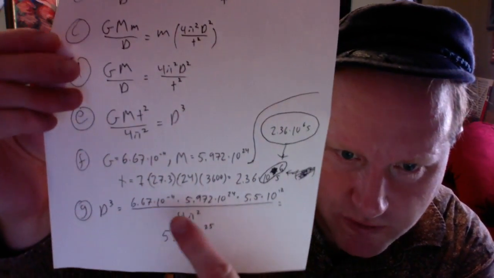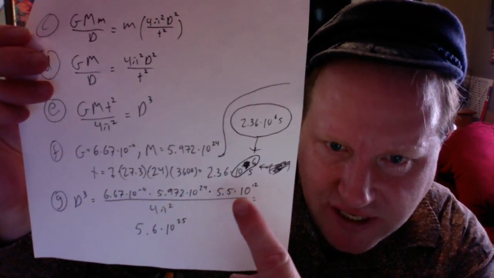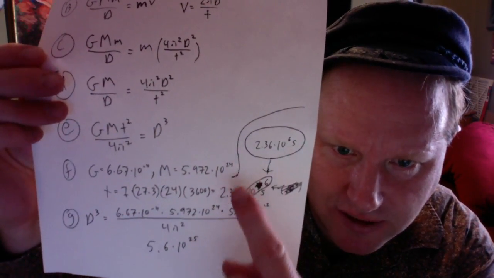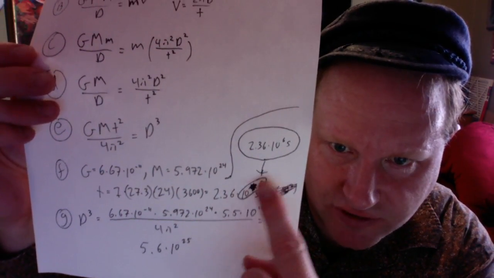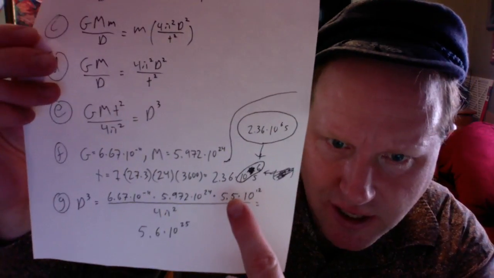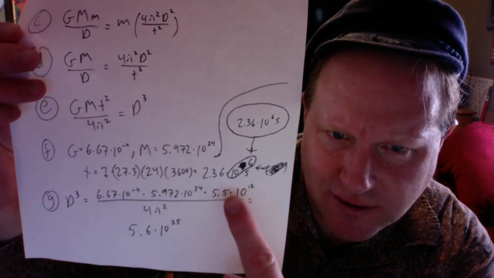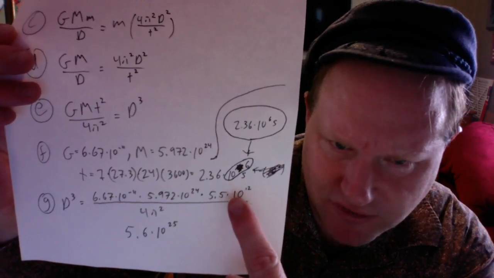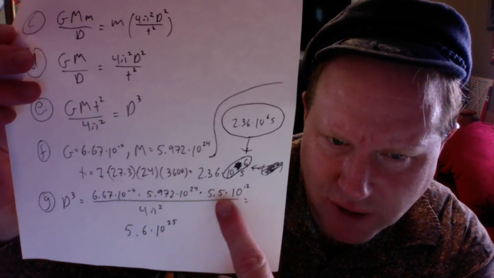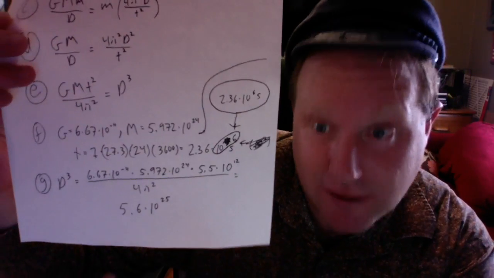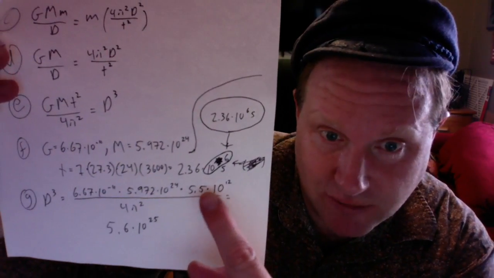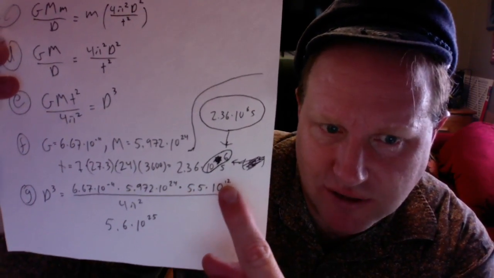Okay, so d cubed is equal to, we multiply all these together. And this, by the way, is t squared, so 2.36 times 10 to the 6, you square it, and get approximately 5.5. I lost significant figures here because it's an approximation. So already, we're getting into approximation land. 5.5 times 10 to the 12th.